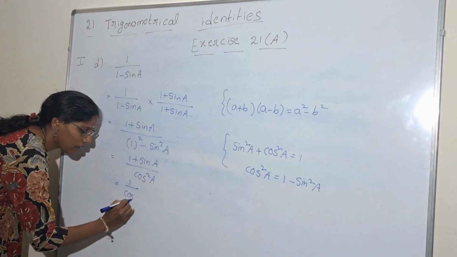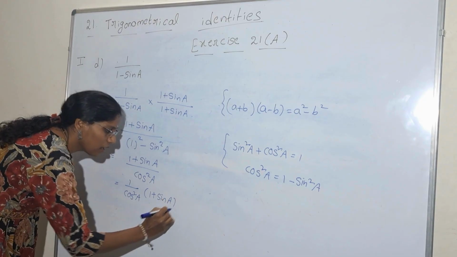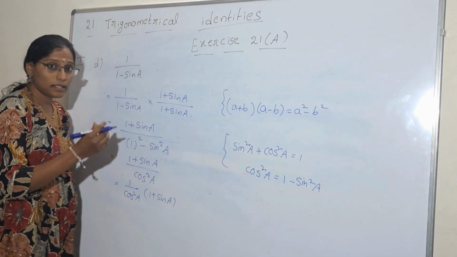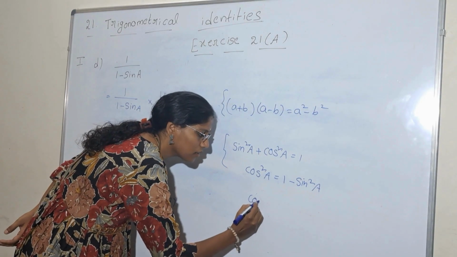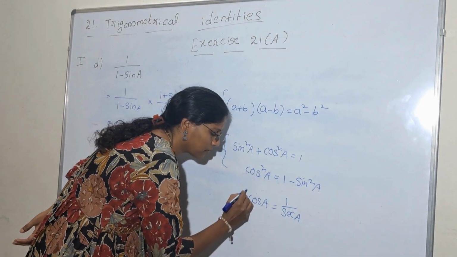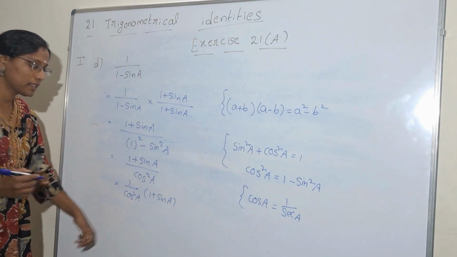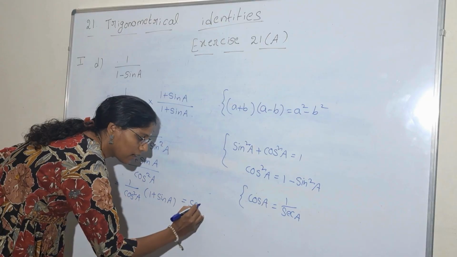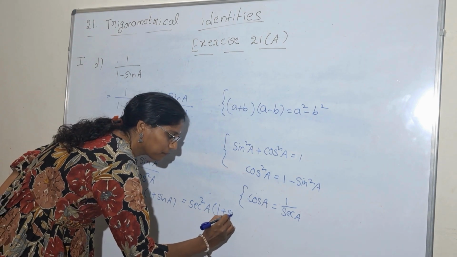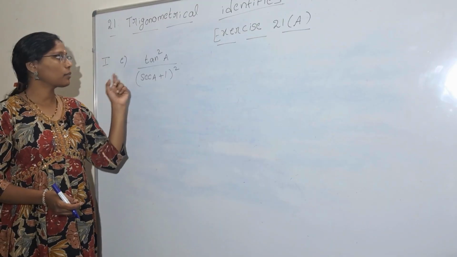1 by cos square A into 1 plus sin A by 1 by sin square A. Reciprocals of cos, cos A is equal to 1 by secant A we can write. Already we did these formulas. So 1 by cos square A, secant square A we can write. Secant square A of 1 plus sin A. Hence proved.